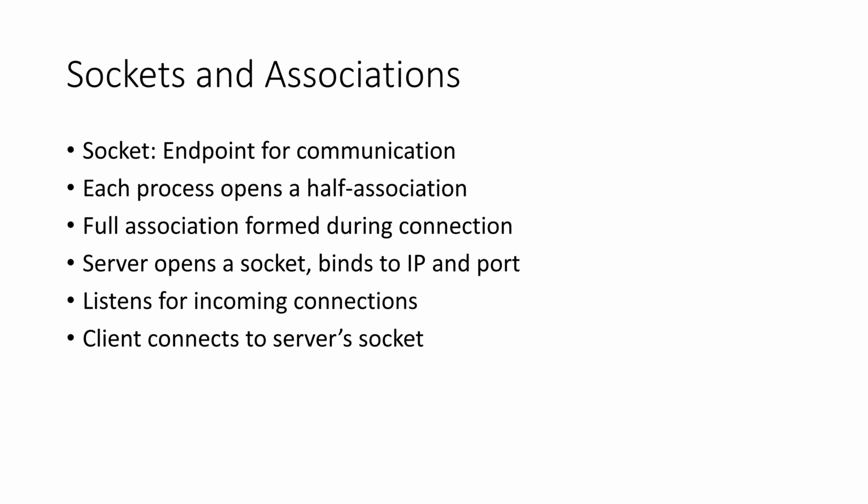To enable this communication, both the client and server create a socket, that is an endpoint for data exchange. Each socket represents a half association, that is just one side of the connection. When a client connects to a server, these two halves combine to form a full association, allowing data to flow between them. On the server side, it creates a socket, binds it to a specific IP address and port number, then it listens for incoming connections. On the client side, it creates its own socket, and connects to the server's IP and port.